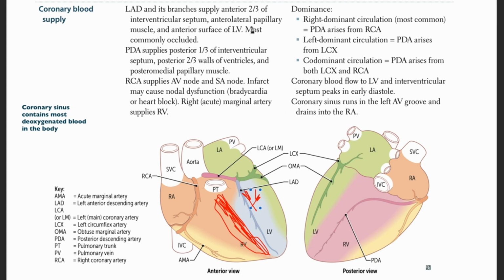So that's easy. Most commonly occluded, right? So when they have ischemia or something, it's going to be this artery. That's the most common artery that gets occluded. Then you have PDA, which is posterior descending, posterior 1/3 of the interventricular septum.